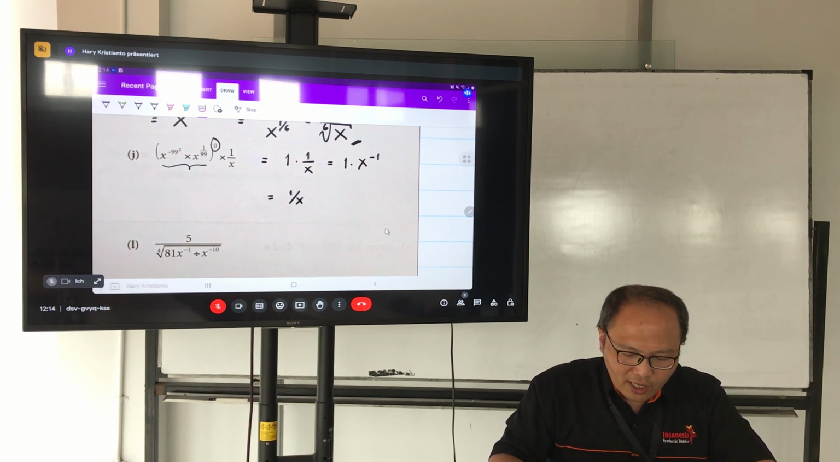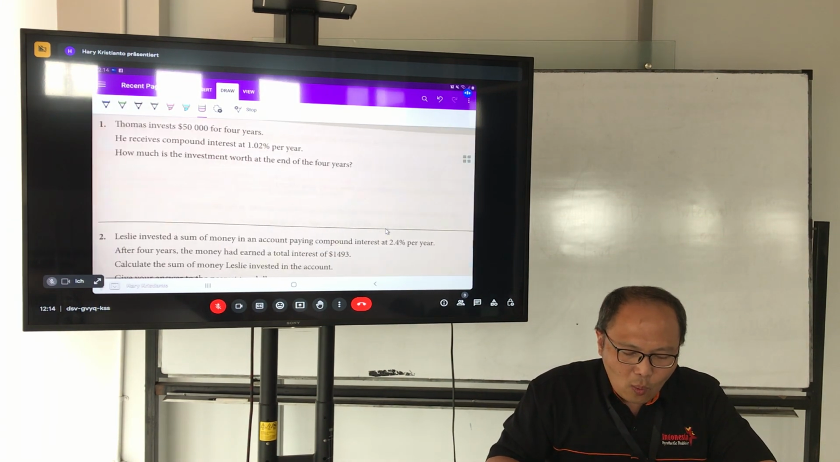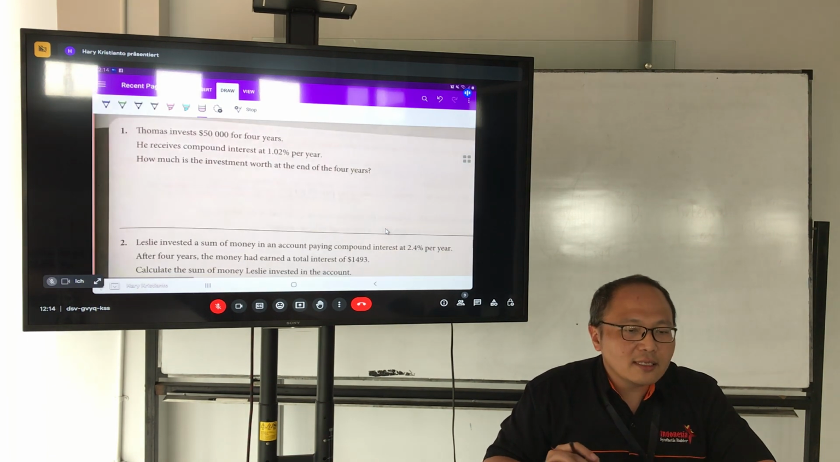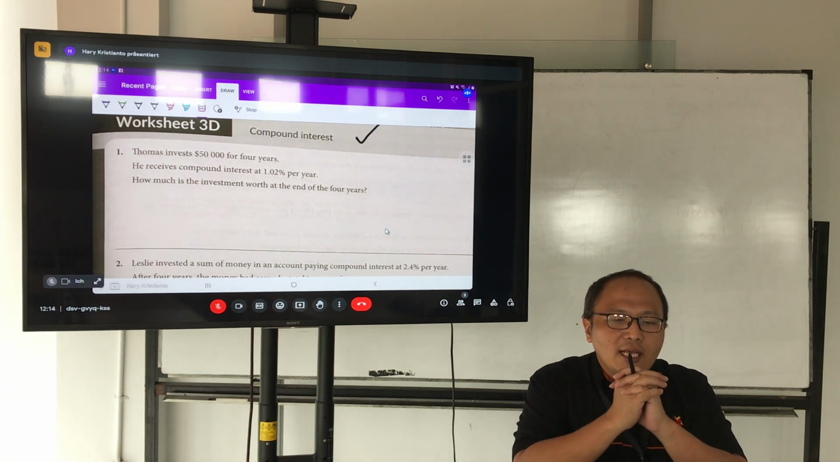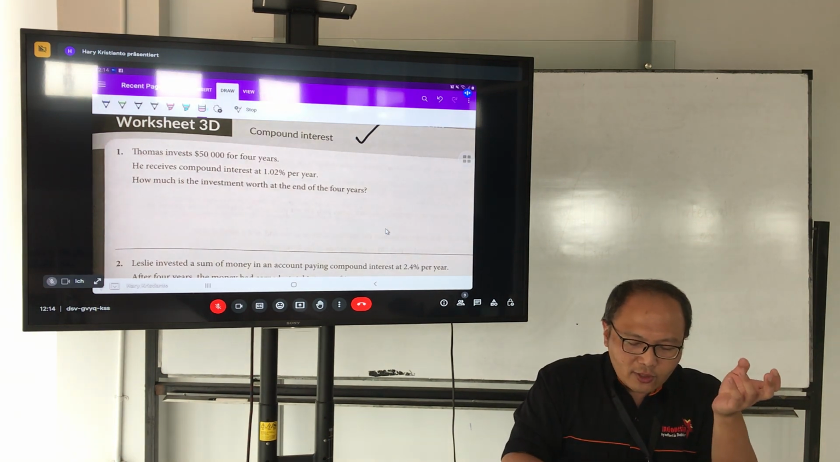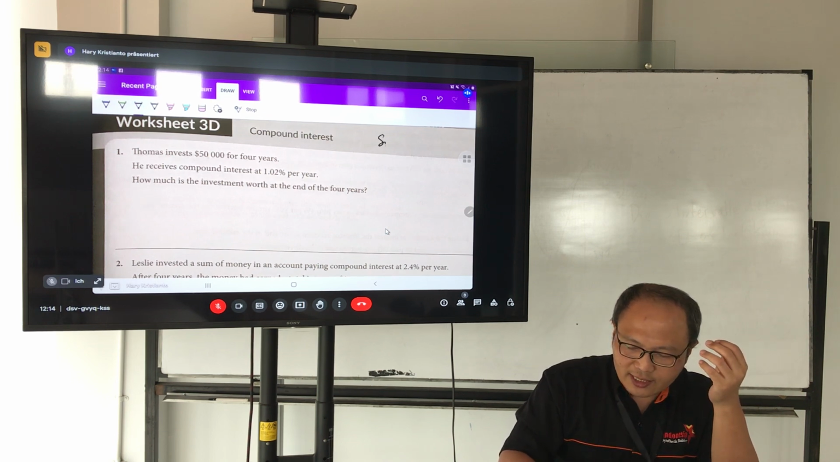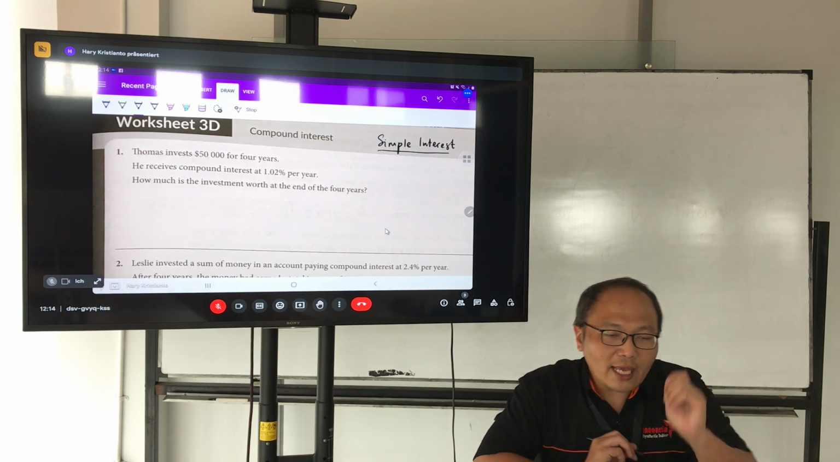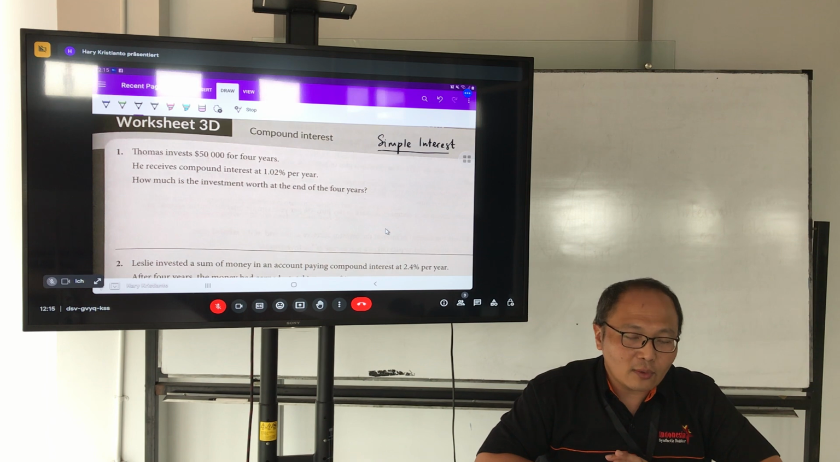Now, we go further with the next topic, which is compound interest. One of the examples in exponential equations and exponential functions is also called compound interest. Besides compound interest, you may also have heard the words normal interest or simple interest. So today's discussion is about simple interest and compound interest in real examples.